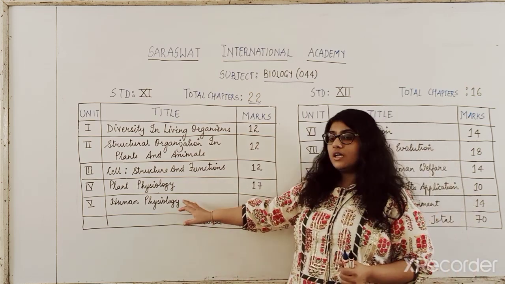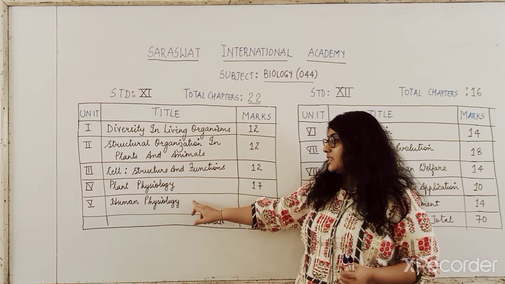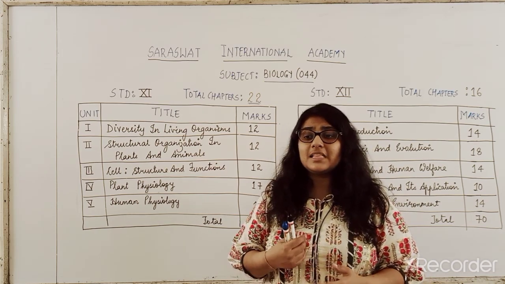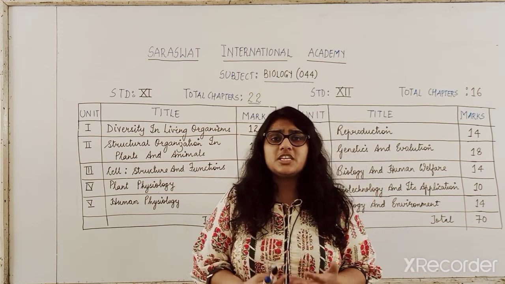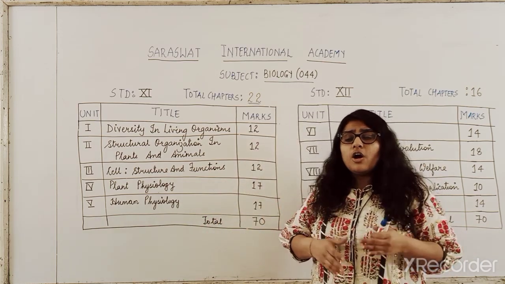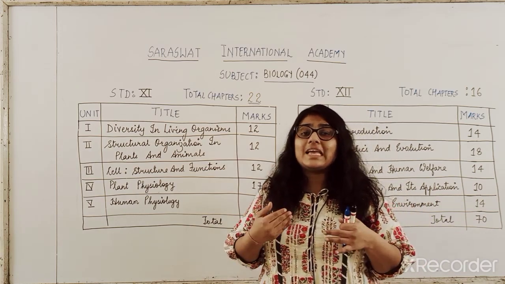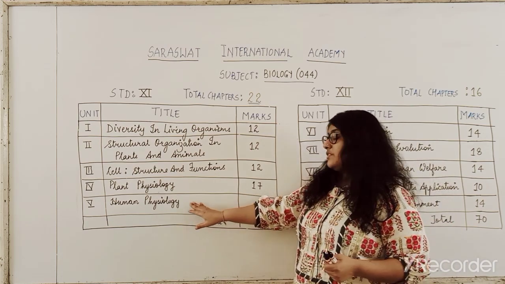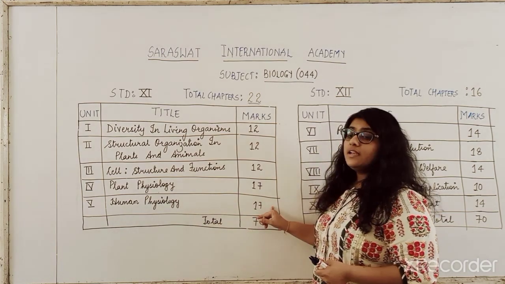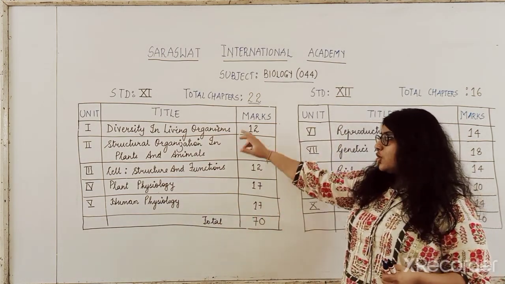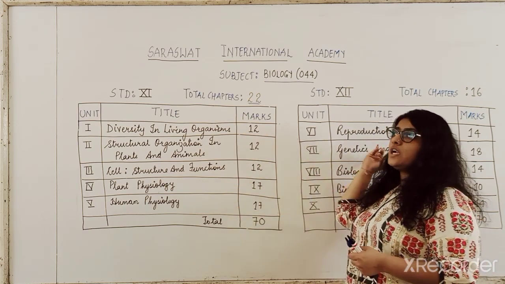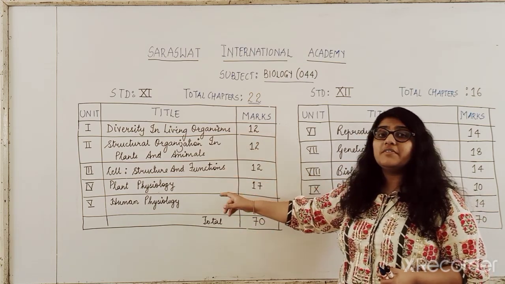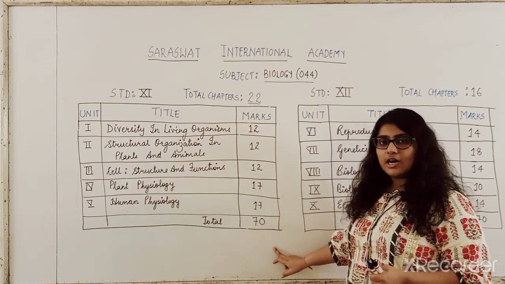Okay. Now, the next unit is the 5th unit, that is human physiology. So, the physiological activities carried out by human beings, like digestion, respiration, circulation, excretion and locomotion, will be included in unit 5. The name of the unit is human physiology and its total mark is 17. So these are the first 5 units of your complete biology subject, and these first 5 units are included in your 11th standard, and the total marks is how much? It is 70.